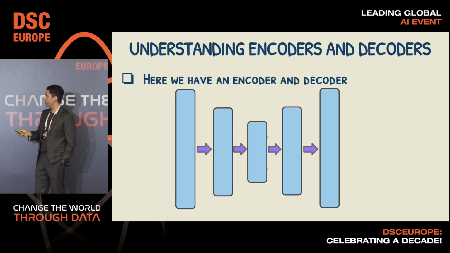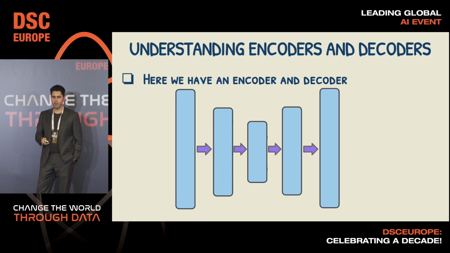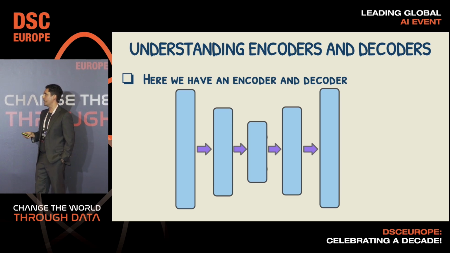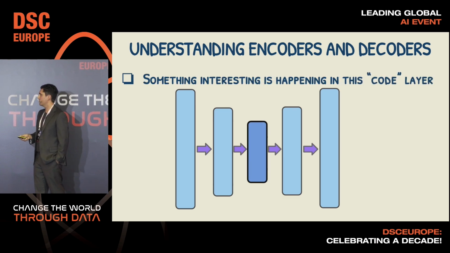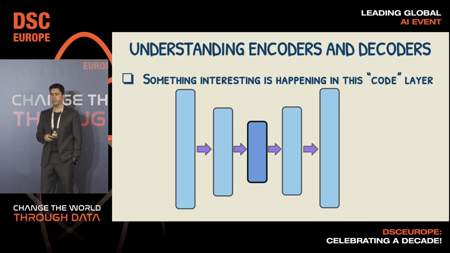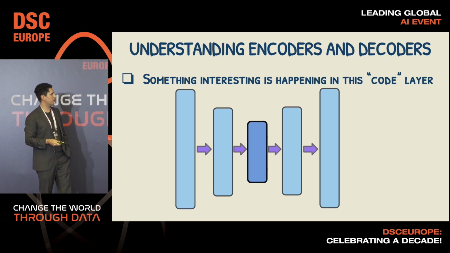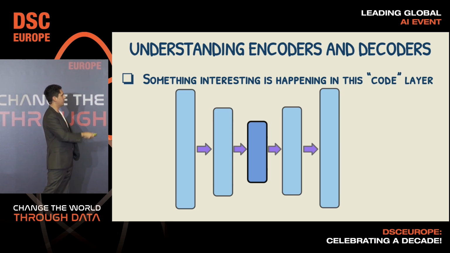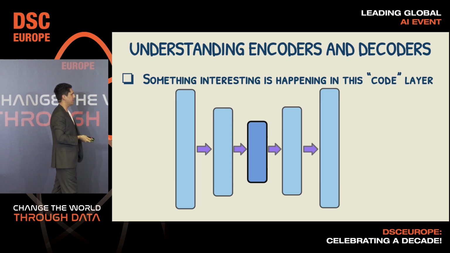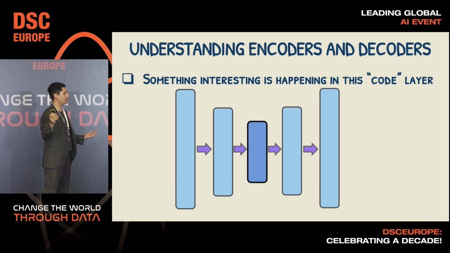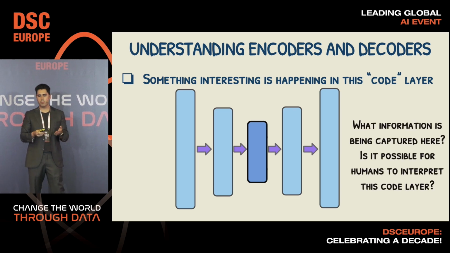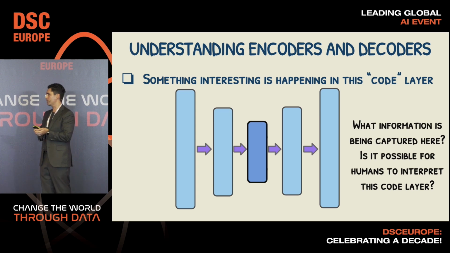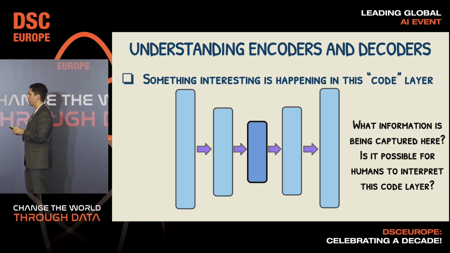All right, so we have an encoder and a decoder. The reason I mention these now is because towards the end of our talk, we're going to have a closer discussion of trying to understand what's actually going on in this code layer. Sometimes people also call it the Z layer. Basically, if you're able to take all this information and compress it to something, can we actually understand what's going on there? So then a couple of questions to be thinking about is what information is actually being captured here?